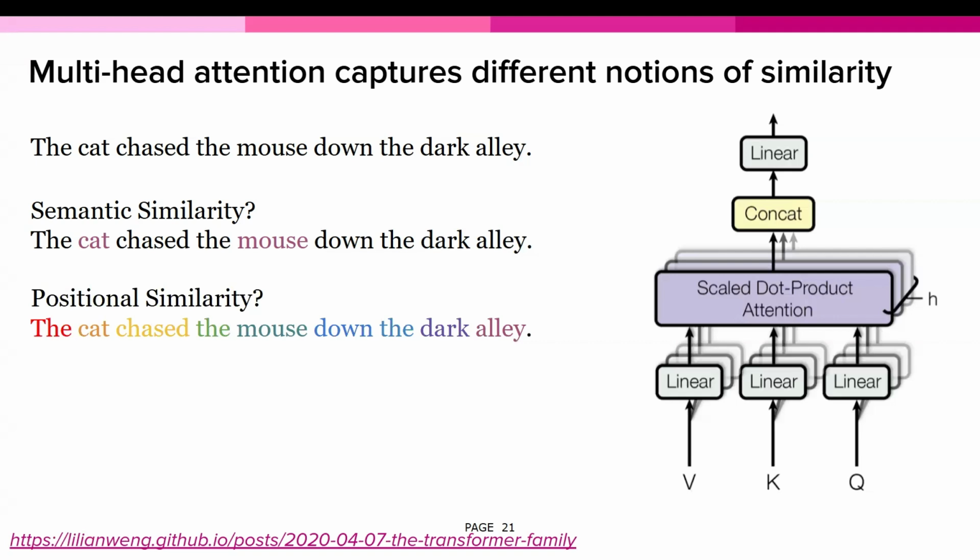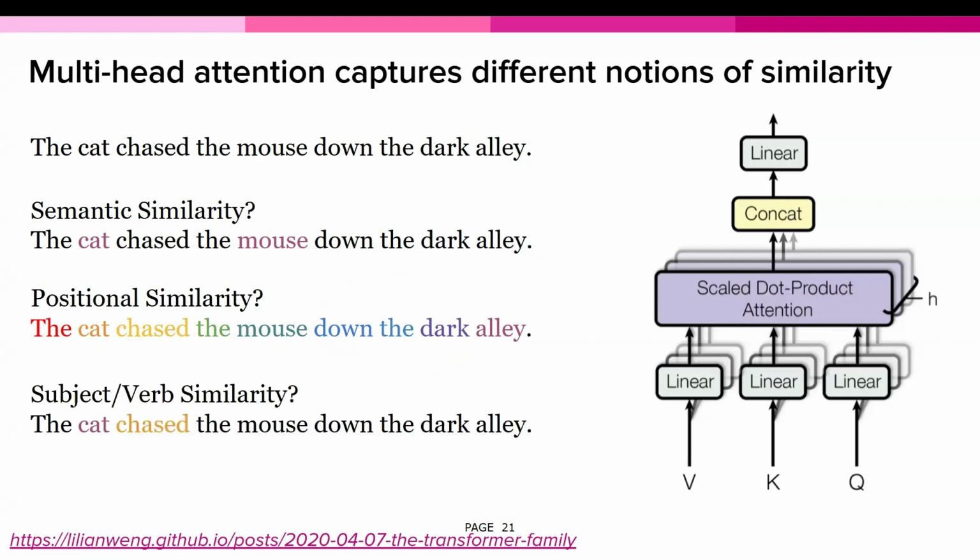So, the cat chased the mouse down the dark alley. This would cause every word to attend most strongly to those that it appears adjacent to or close to in the sequence directly. But we don't even need to stop there. What about some notion of similarity that considers the extent to which words are subjects or verbs? So this would cause cat and chased to be most strongly attended to one another.